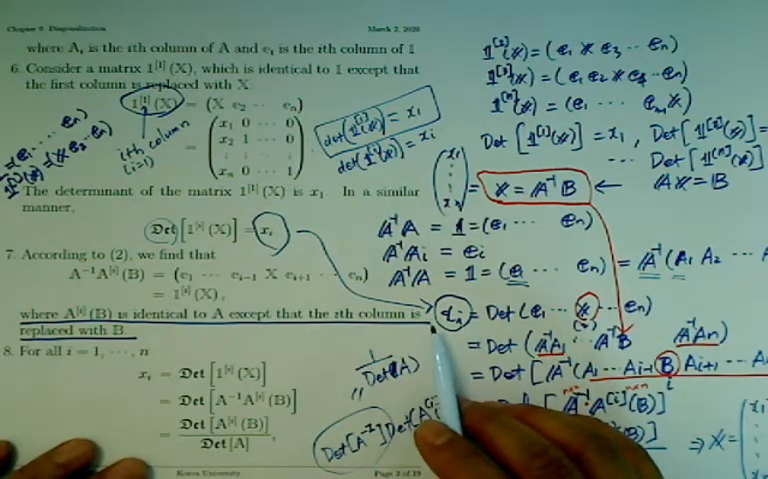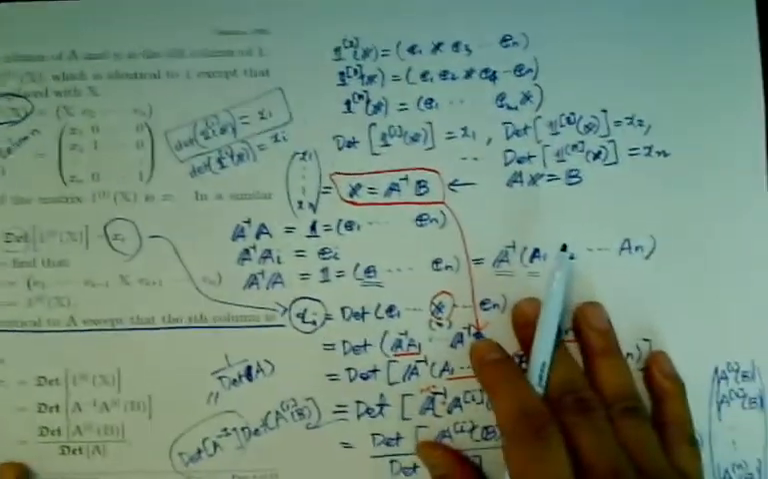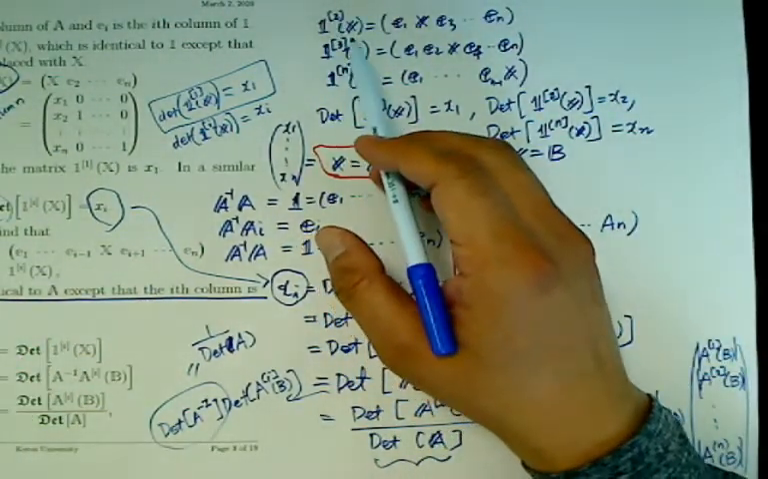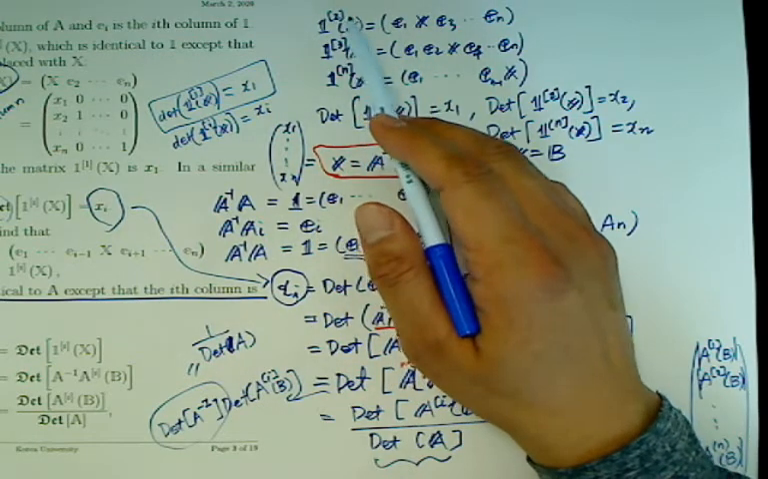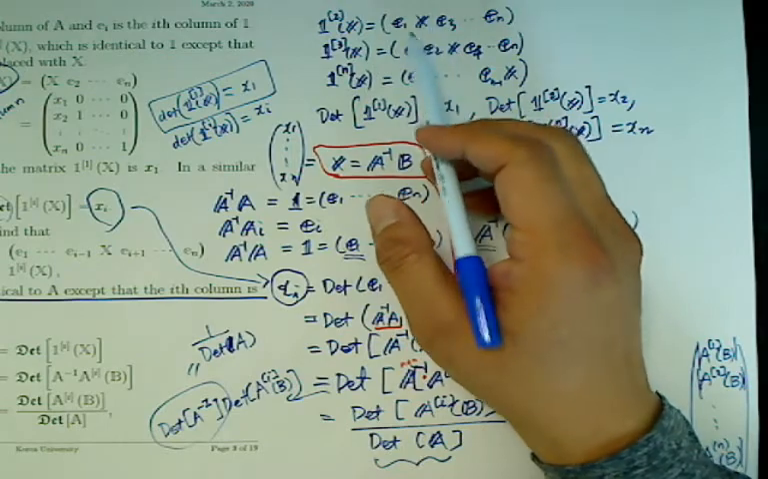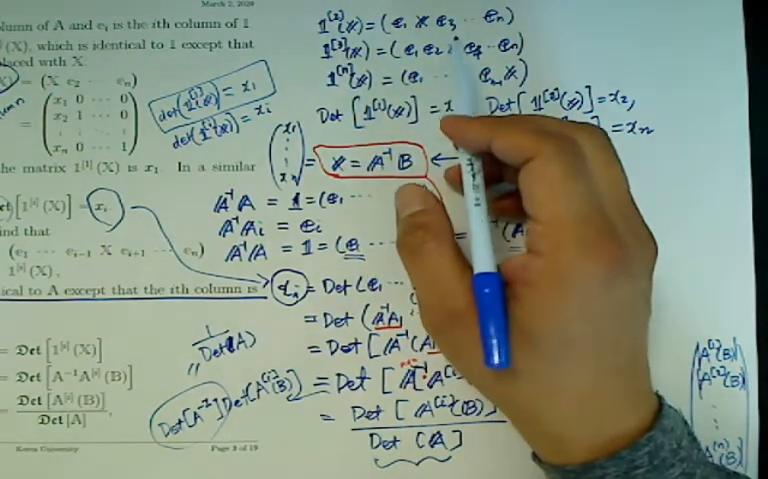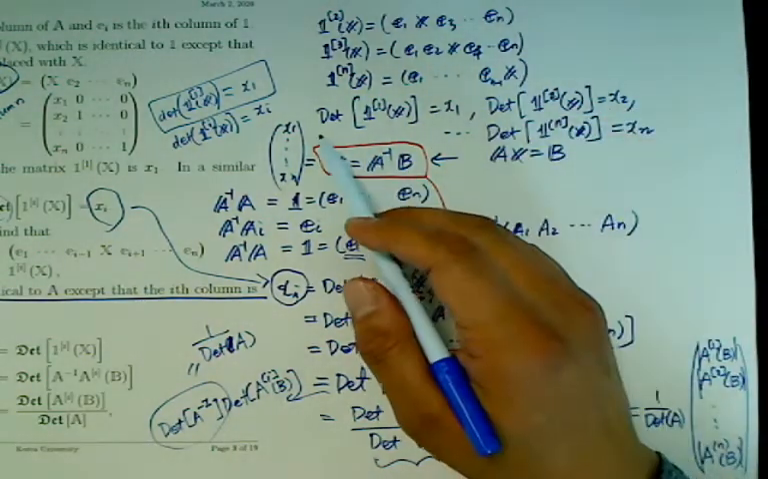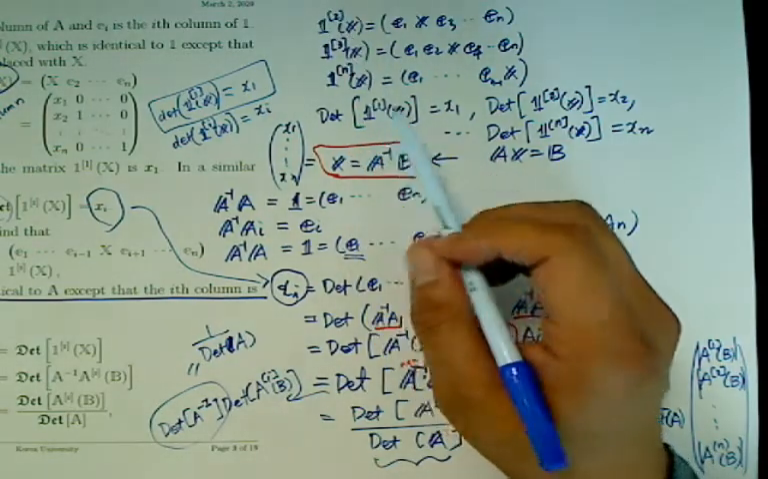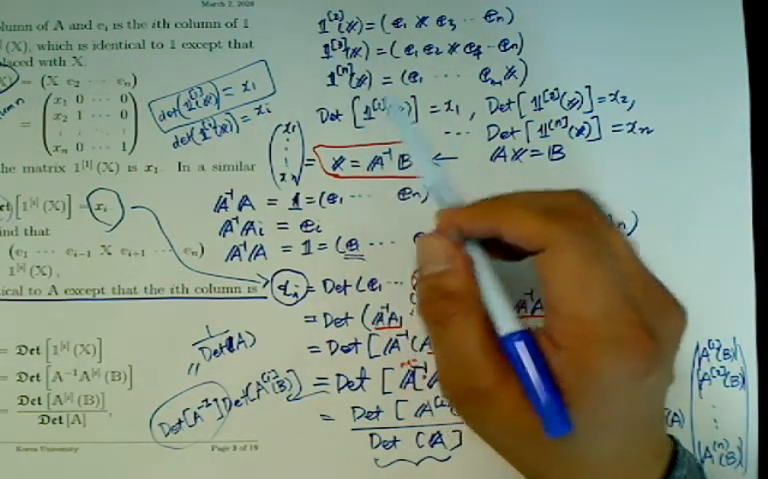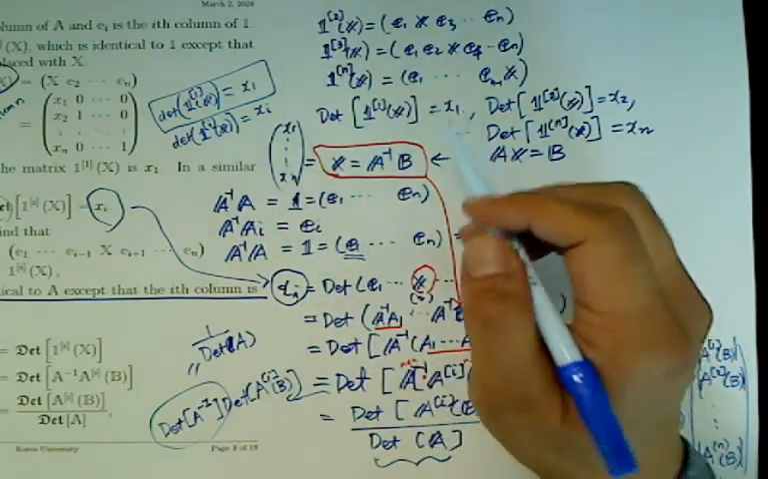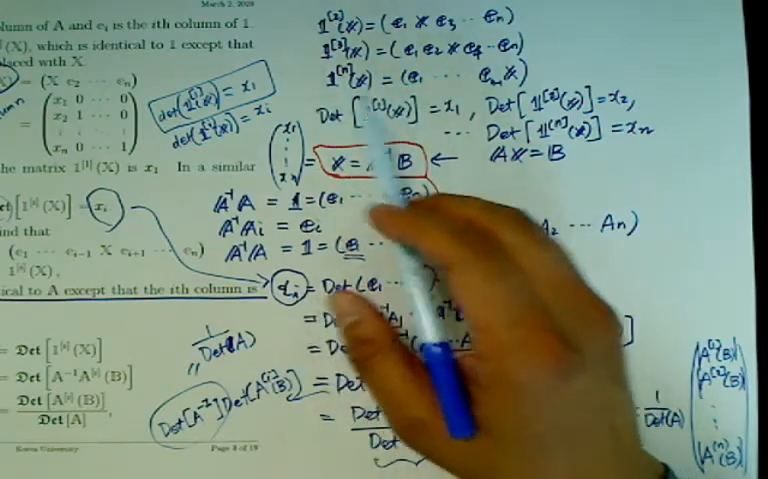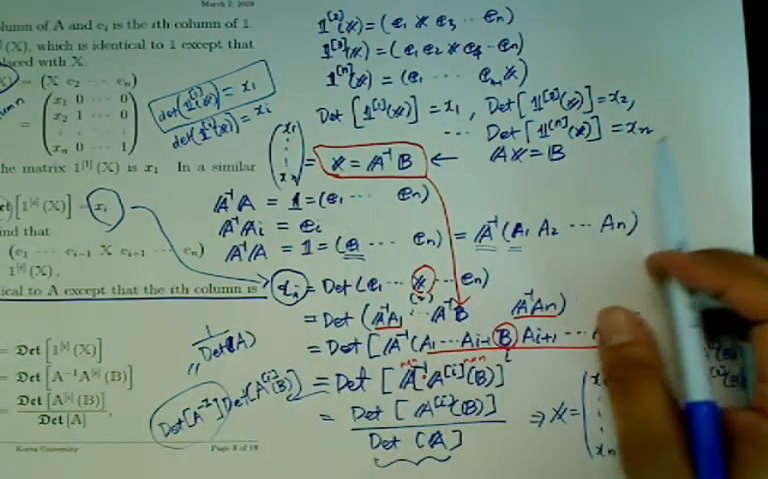That means, in summary, in the identity matrix the first column is replaced with x, the second column is replaced with x, the third column is replaced with x, and the nth column is replaced with x. Therefore, the determinant of this matrix is x1, this one is x2, and so on, and this determinant is xn.